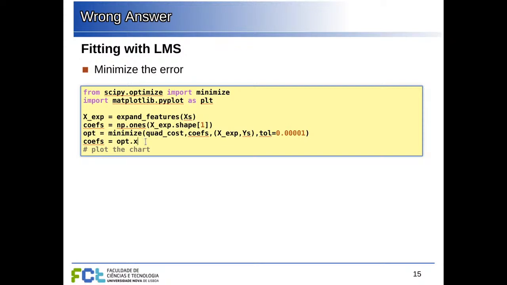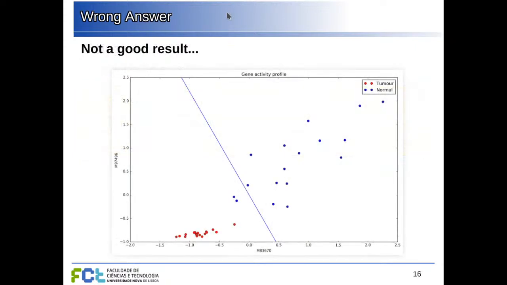In the x field of this result, we have the final coefficient values. So this way we can minimize and look at the result. We have the coefficients, we can compute the line that divides the two classes, and we get this result. So basically what happened here, this is not a good result because we did not manage to separate the two classes.